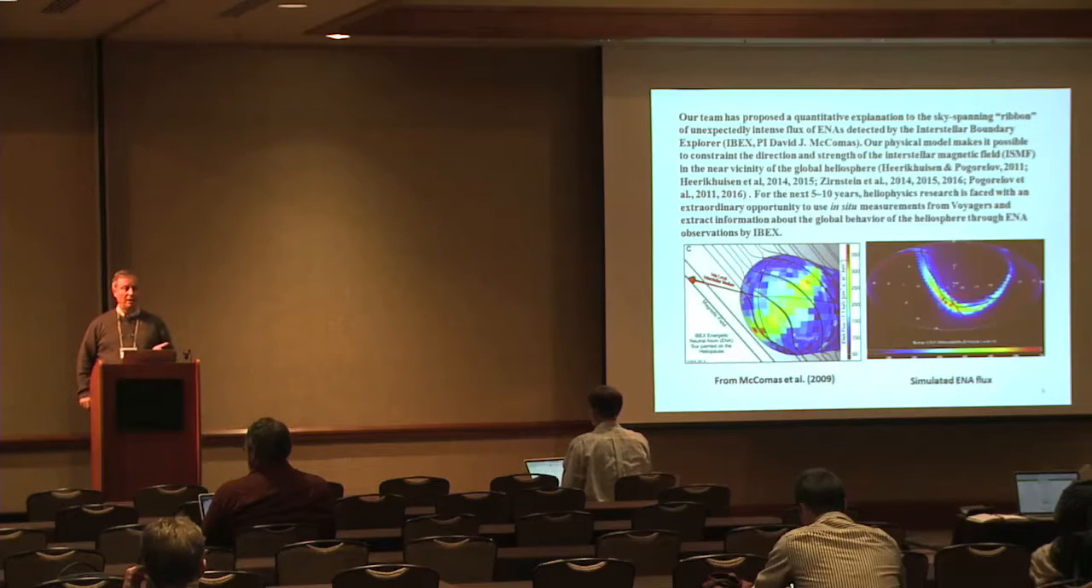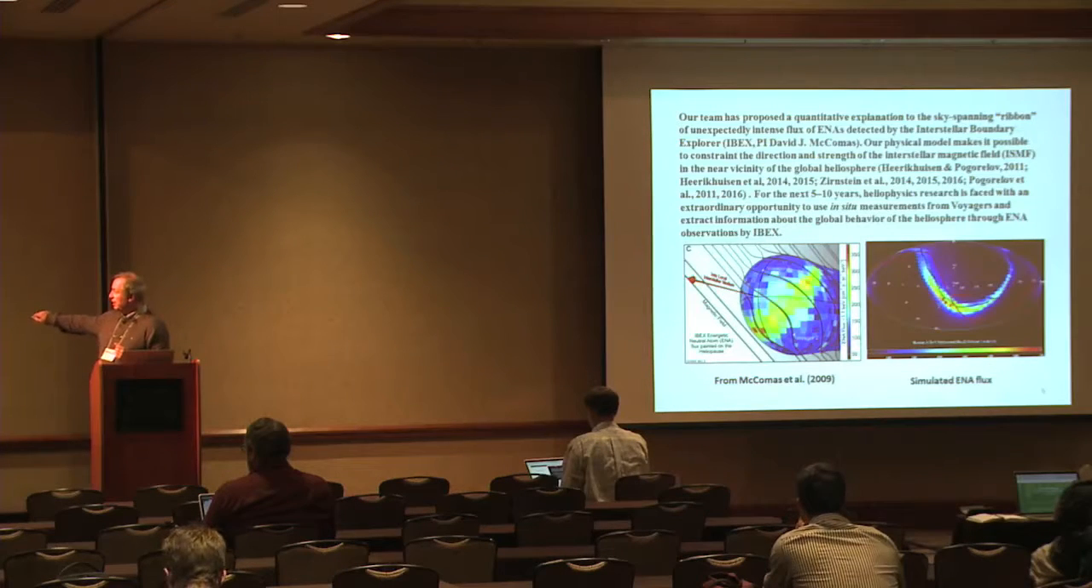Another way to constrain the properties of the interstellar medium and validate our models is to take into account the energetic neutral atom flux, which is measured by the Interstellar Boundary Explorer. Right here, I showed just an artist's view of the heliopause colored by the interstellar energetic neutral atom flux at approximately 1 kiloelectron volt, I would suggest. This is from Dave McComas' Science paper in 2009.